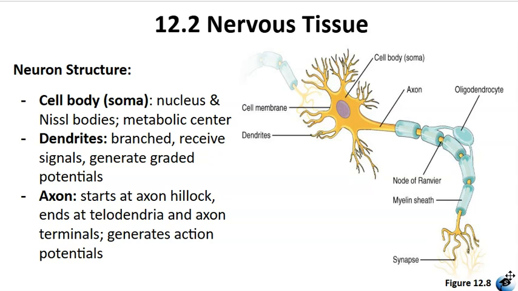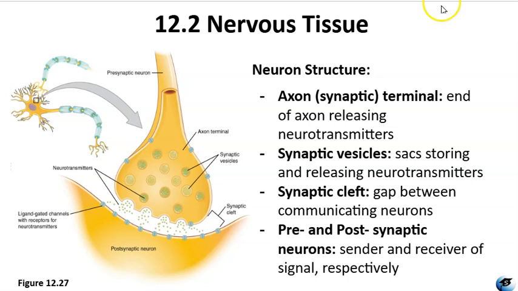And then the axon begins at the axon hillock, or the trigger zone, and it's a long fiber that generates and transmits action potentials away from the cell body. Axons terminate in the telodendria and axon terminals, which contain synaptic vesicles filled with neurotransmitters. The point where a neuron communicates with another cell, whether another neuron, muscle fiber, or gland, is called a synapse, and the gap between two communicating cells or neurons is called the synaptic cleft.